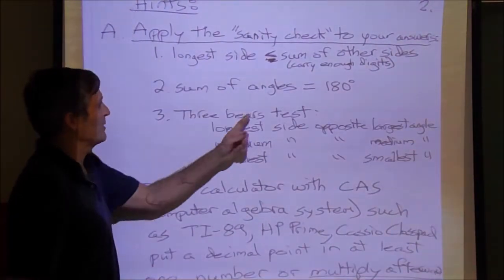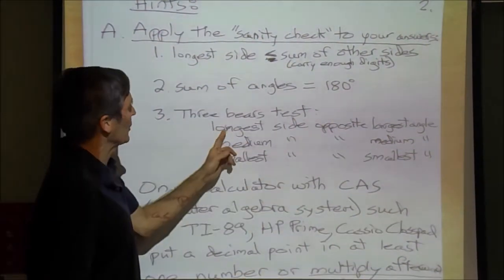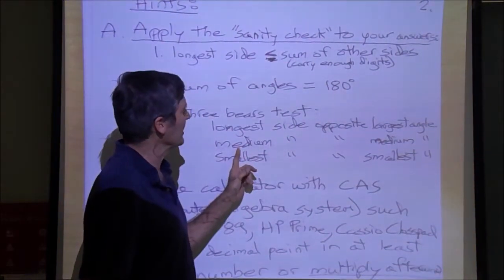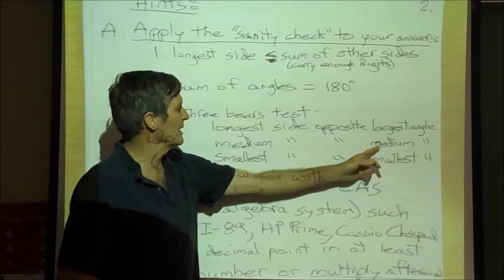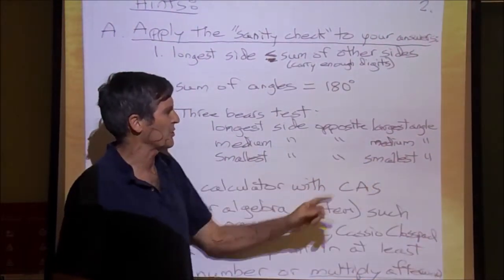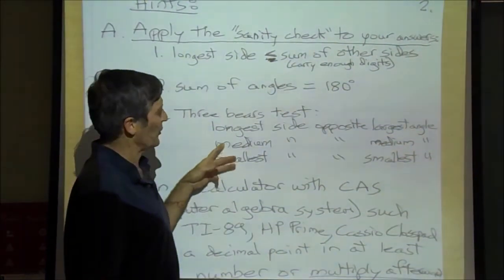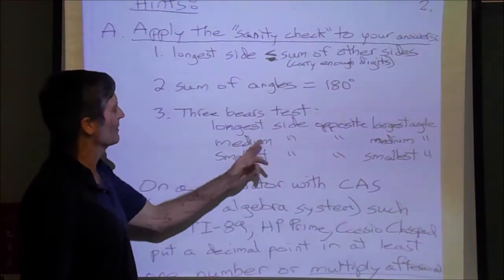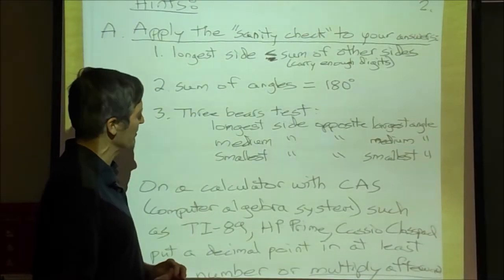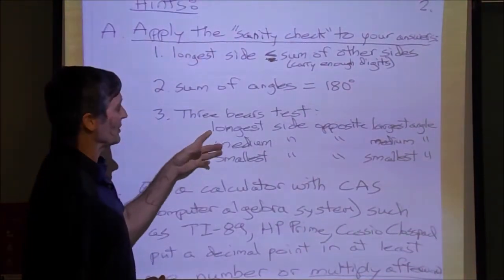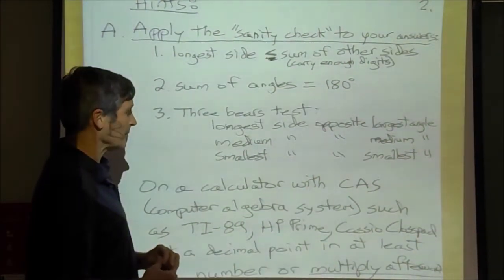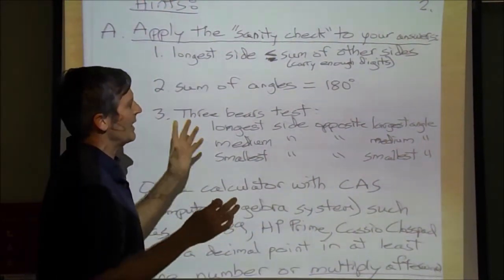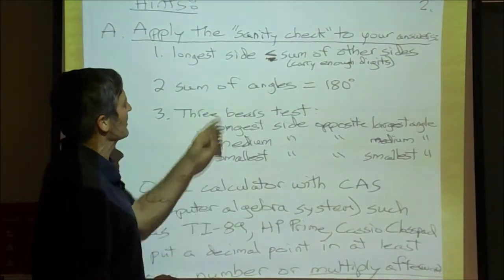Here's the third one, the three bears test. This is true of any triangle too. The longest side is always opposite the largest angle. The medium side is always opposite the medium angle, and the smallest is always opposite the smallest angle. I call it the three bears test, right? Because the three bears were like that. Papa bear had the biggest, and Mama the medium, and baby bear the smallest, always, and everything. So you do the same thing with triangles, and often you'll catch a mistake that way. These three tests catch almost every insane mistake you make, right?